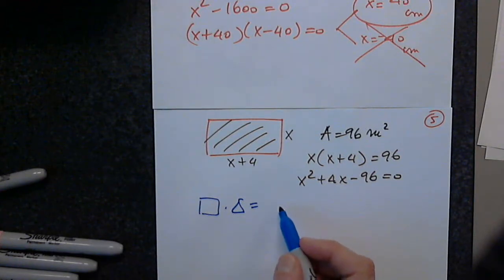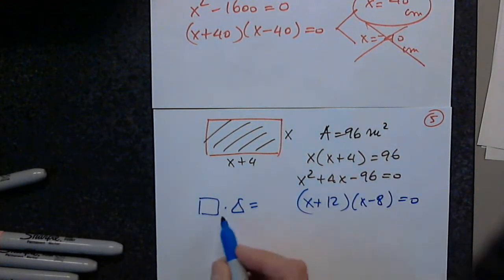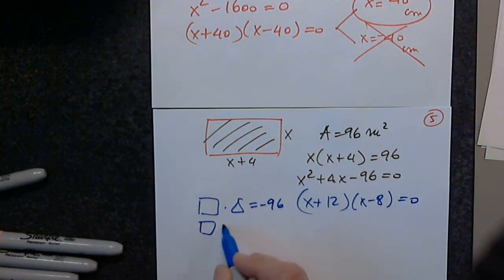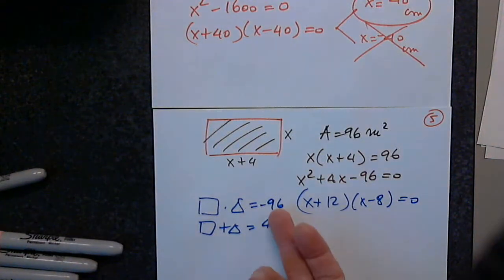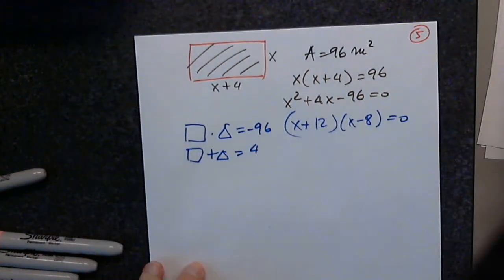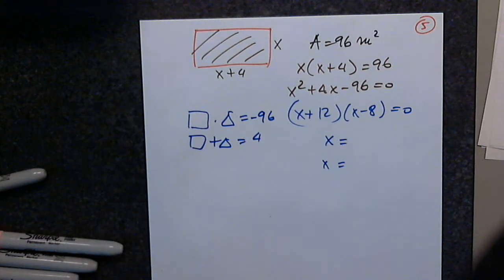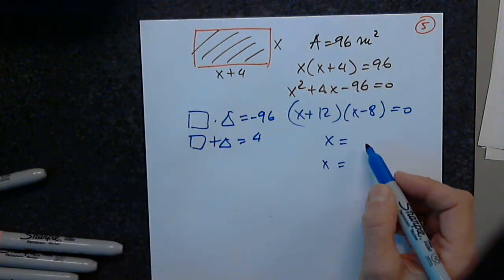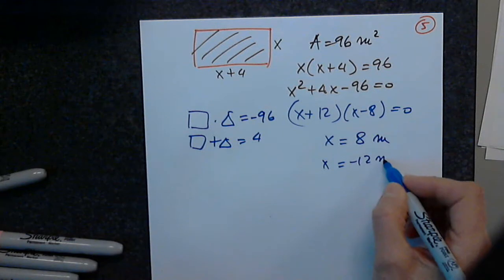12 and negative 8. Okay, x plus 12, x minus 8 equals 0. So then the product is negative 96, and the sum is positive 4. Indeed, one has to be positive, one has to be negative. The product is indeed negative 96, the sum is indeed positive 4. So these must give us the answer, for sure. So x equals and x equals. And the solutions are? 8 and negative 12. Yes, 8 meters and negative 12 meters.